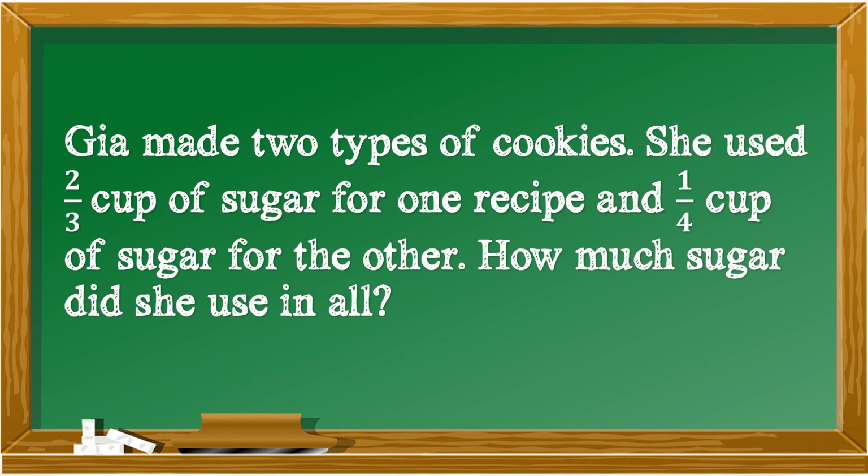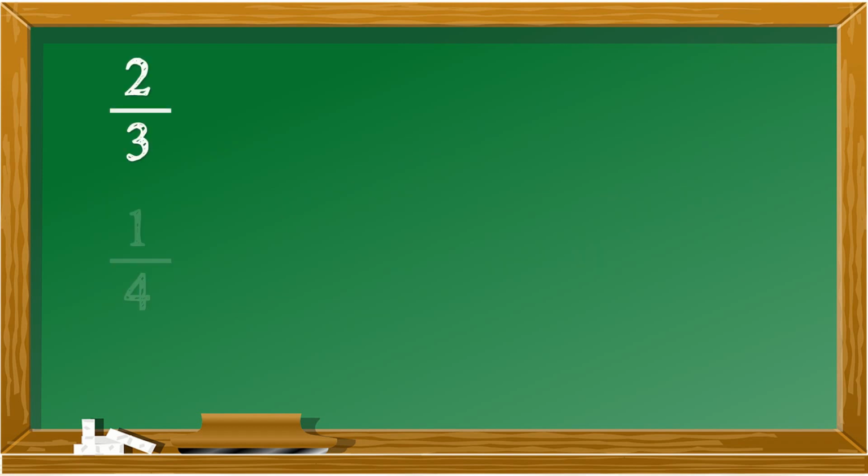Gia made 2 types of cookies. She used 2/3 cup of sugar for one recipe and 1/4 cup of sugar for the other. How much sugar did she use in all? So in order to find how much sugar she used, we need to add 2/3 and 1/4.